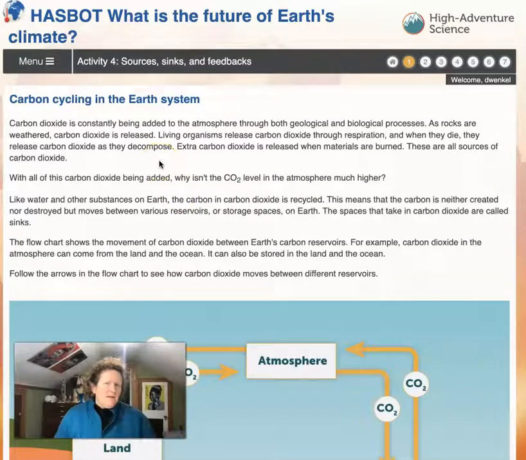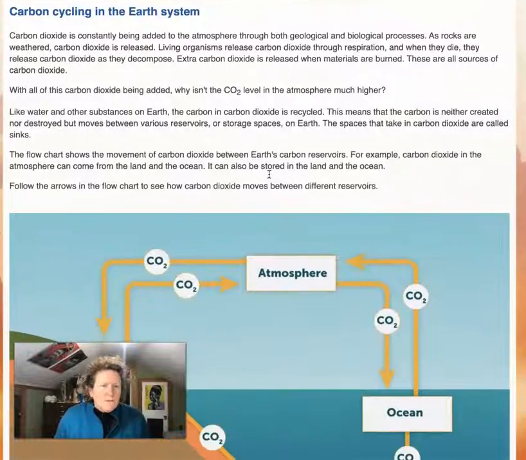Carbon dioxide is constantly being added to the atmosphere through both geological and biological processes. Things decay, carbon dioxide gets added to the atmosphere. We breathe out, we are adding carbon dioxide to the atmosphere as we breathe. As rocks are weathered, carbon dioxide is released. Living organisms release carbon dioxide through respiration, and when they die, they release carbon dioxide as they decompose. Extra carbon dioxide is released when materials are burned.